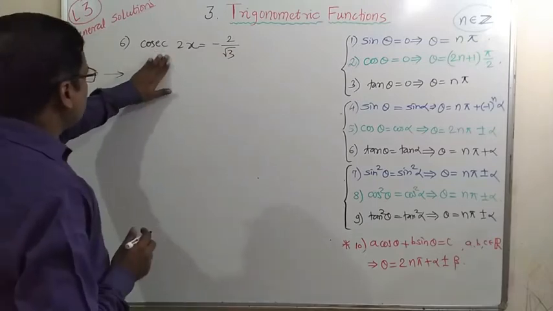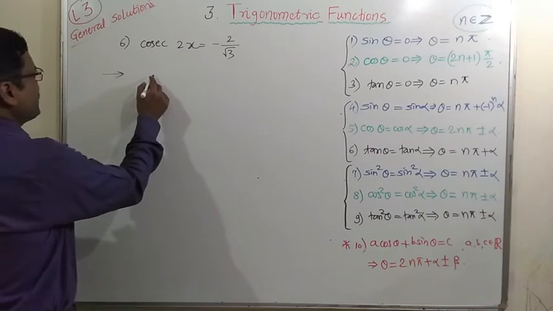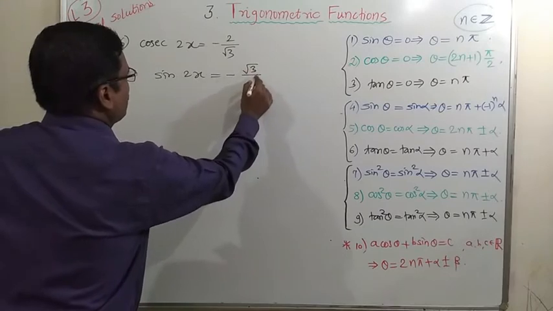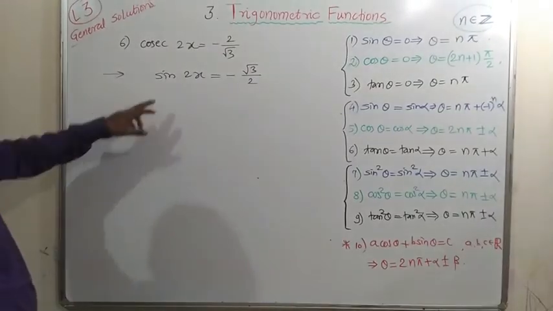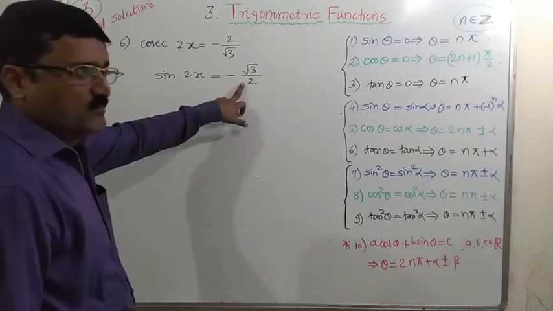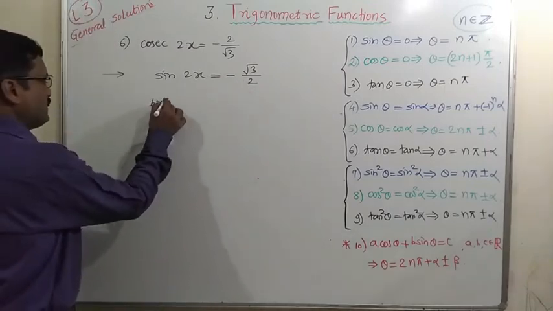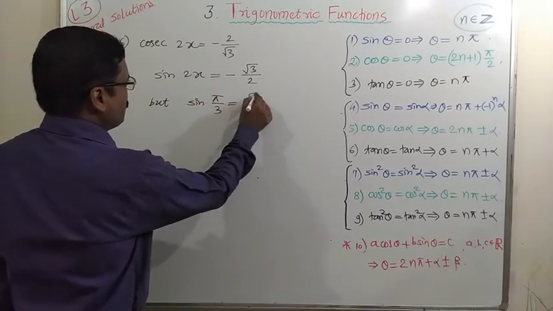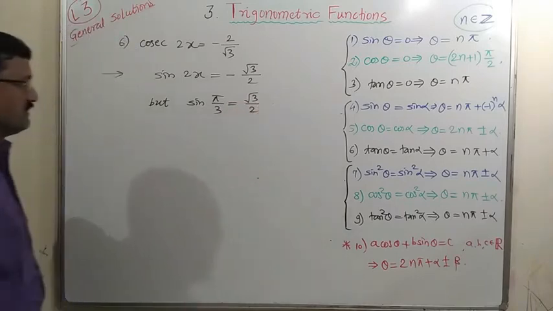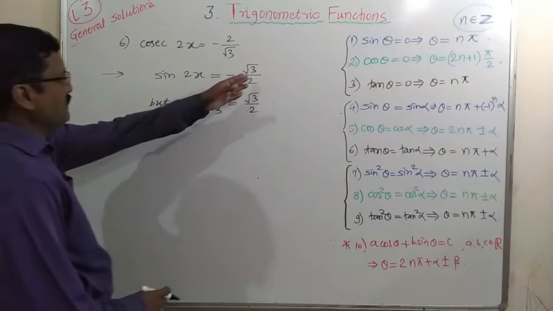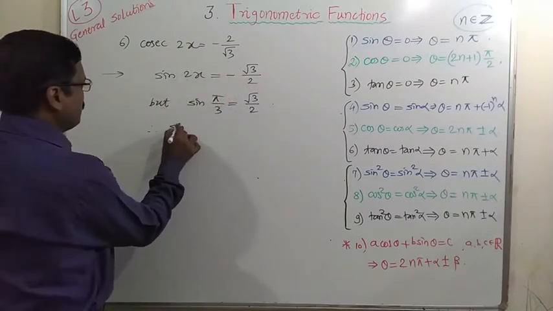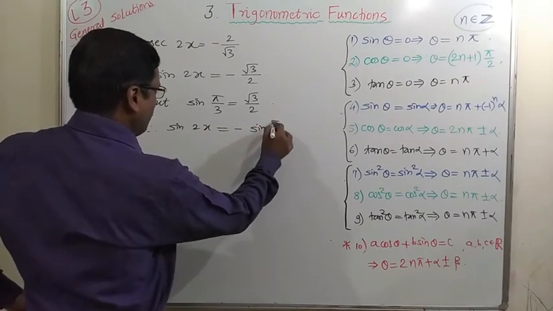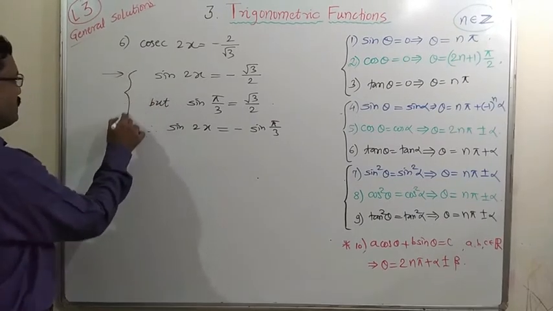Here first convert this cosec into sine, so that we get sine 2x equal to minus root 3 upon 2. You know the angle for which the sine ratio is root 3 upon 2, obviously sine of 60 degree, that is pi by 3, is equal to root 3 upon 2. Just put that value here. Therefore, we get sine of 2x equal to minus sine pi by 3. And we got this first stage of this solution.